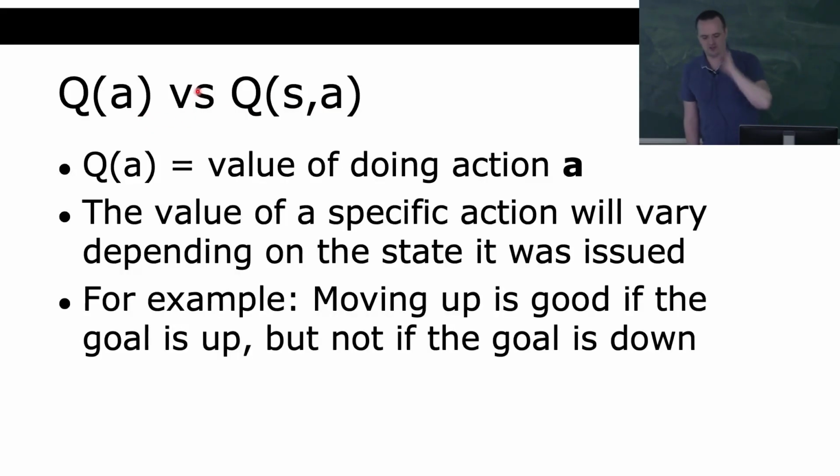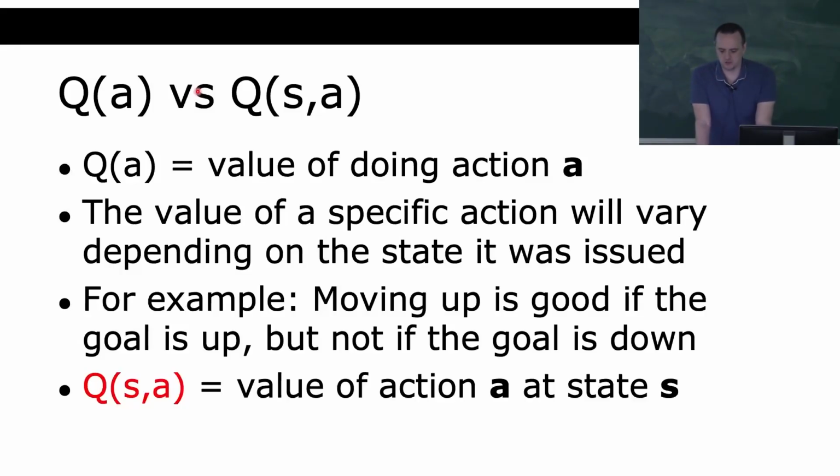So, just the example I just said, moving up is good if the goal is up, but it's not good if the goal is down. So you can't talk about just the value of moving up, because the value of moving up depends on what state you're in. So Q of S, A is the value of doing action A at state S, or more accurately, it's our current estimate of doing that action.